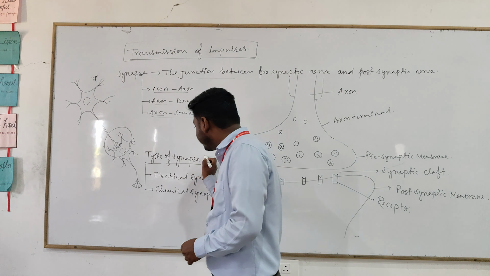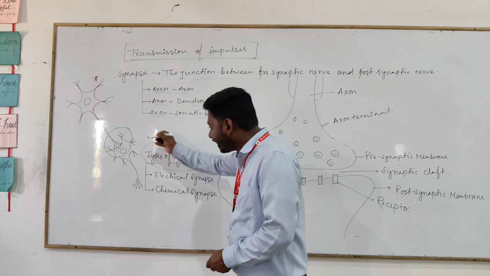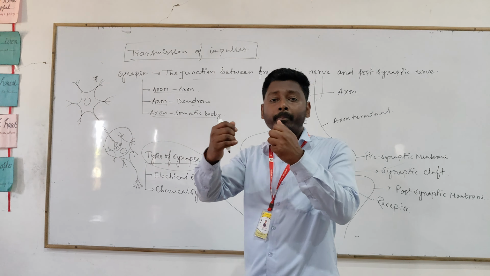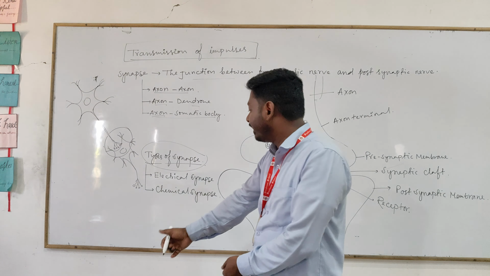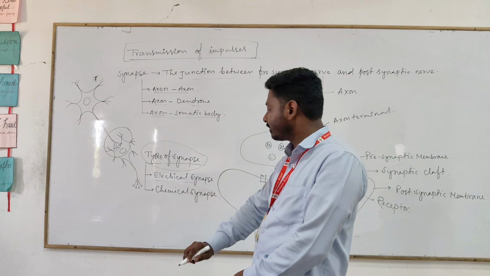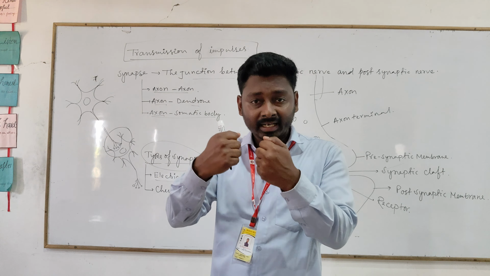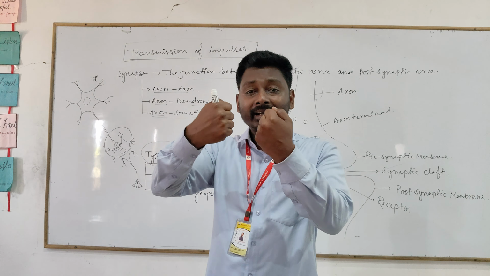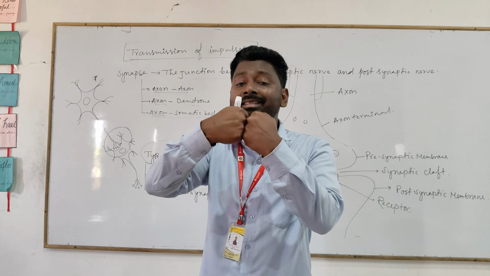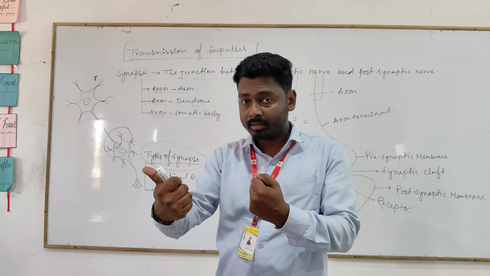Next, we are going to understand the types of synapse. Based on whether they release chemicals or bind firmly, synapses are divided into two types: electrical synapse and chemical synapse. Electrical synapse means there is no gap between the presynaptic neuron and the postsynaptic neuron. Both parts of the neuron are joined firmly. There is no gap, so the signal can transmit very quickly.